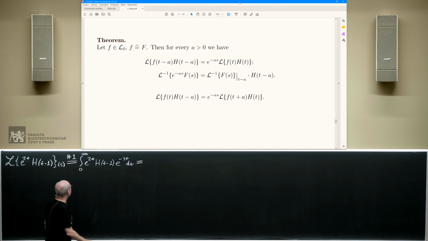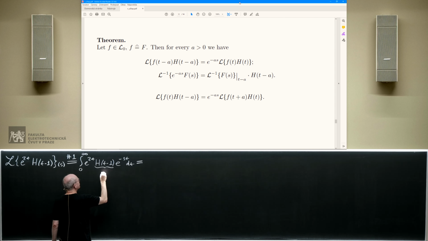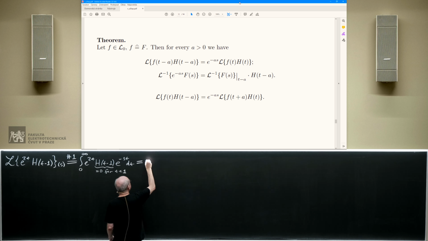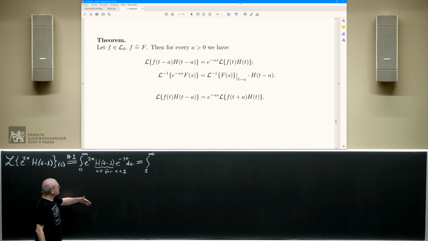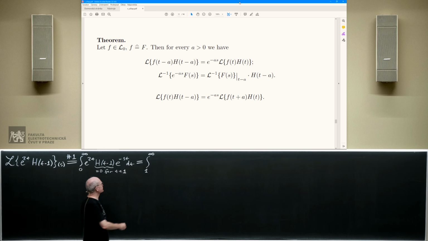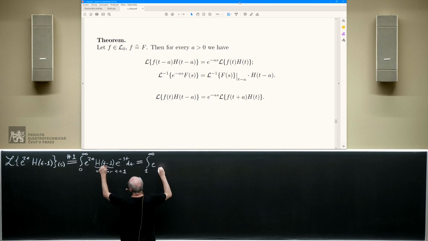Let's see. Well. This Heaviside function, and therefore the whole thing over here, is 0 for t less than 1. So what we can do, we can simply ignore everything which happens before 1, and we just integrate from 1 to infinity. Once we pass 1, this Heaviside function becomes 1, and we can ignore it as well. And there's just two exponentials. Let's put them together. It's e to the power t times (2 minus s) dt. And this is easy to figure out. So let's see.